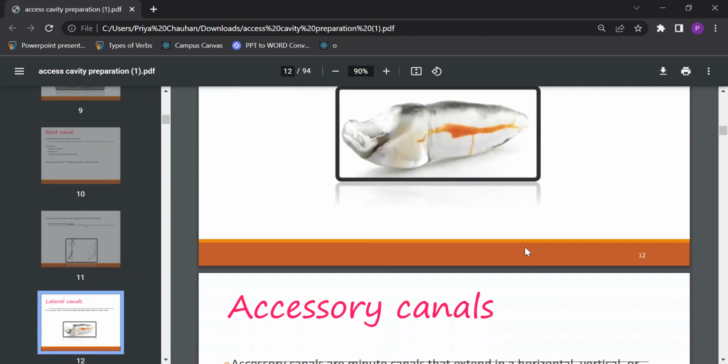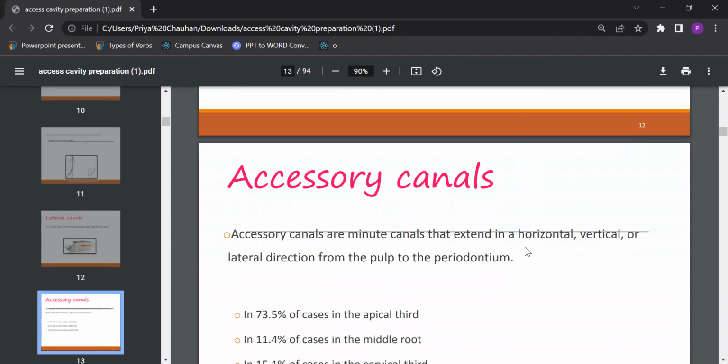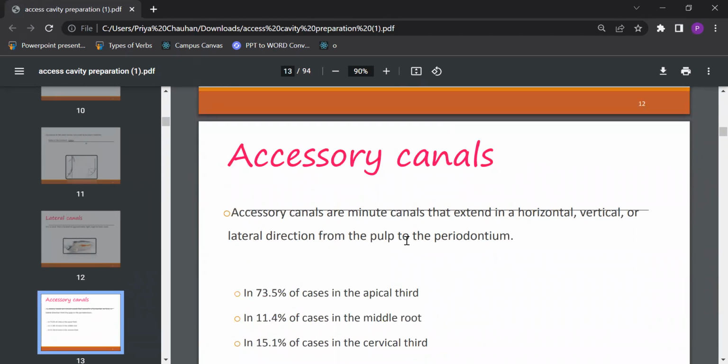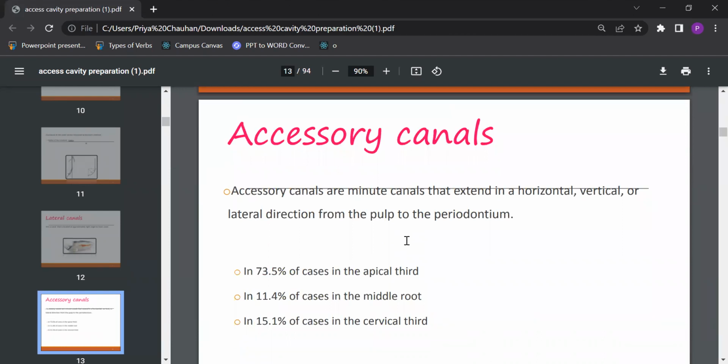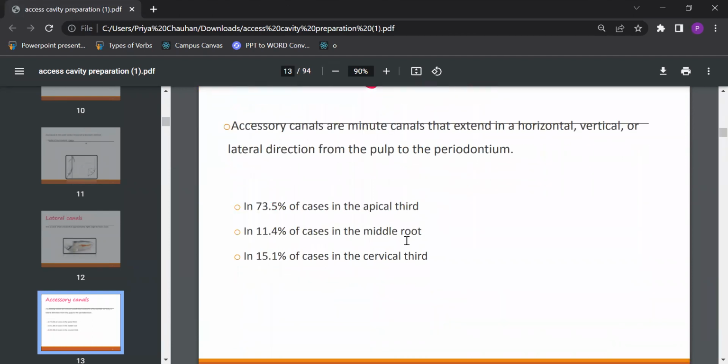Next one is accessory canal. So there are lateral canals, a main canal, and an accessory canal. Accessory canals are minute canals that extend in horizontal, vertical, lateral direction from the pulp to the periodontium. In 73.5% of cases they are in the apical third.